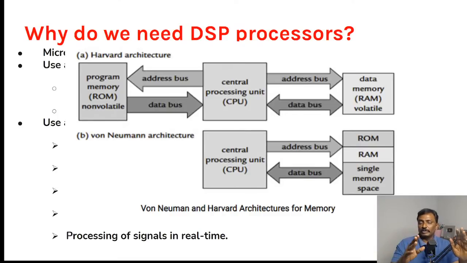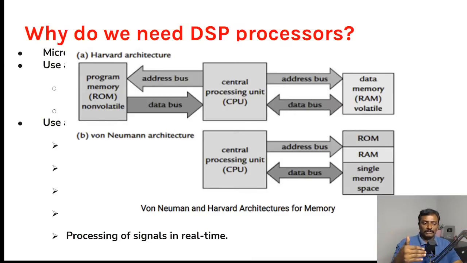Whereas in the von Neumann architecture, the CPU is connected with the program memory and data memory by using the same address bus and data bus. Since it is connected to the same address bus and data bus, you can fetch either program or data, and you cannot do it simultaneously. So that is the disadvantage of the von Neumann architecture. Most of the DSP processors and most of the latest microcontrollers are based on the Harvard architecture, and they also have super Harvard architecture.